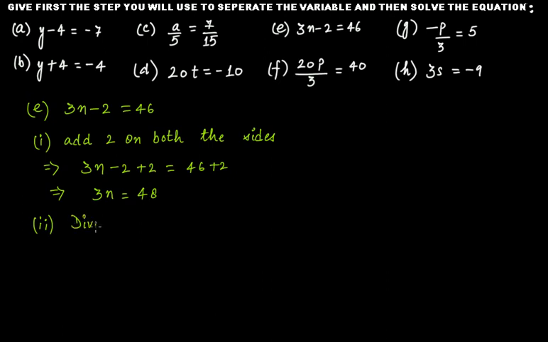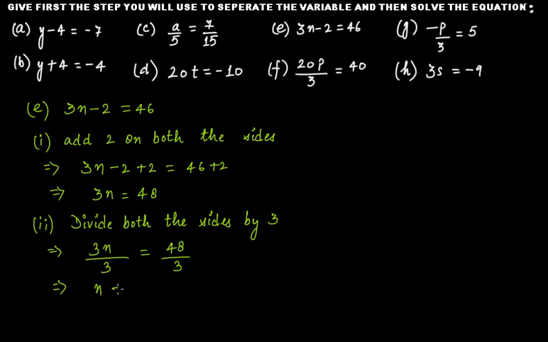Divide both the sides by 3. So this will give you 3n divided by 3. This will be 48 divided by 3. And this will be n equals to 16.